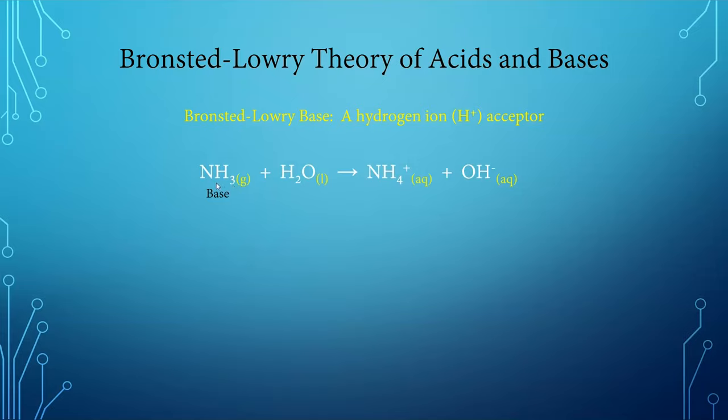For example, our first reaction we looked at as an Arrhenius base was the ammonia and water, and Arrhenius classified ammonia as a base because it produced hydroxide ions when dissolved in water. Arrhenius would agree, but for different reasons. Bronsted-Lowry would agree, because Bronsted and Lowry look at this and say, the ammonia molecule accepted a hydrogen ion from water and it became an ammonium ion. So as a hydrogen ion acceptor, Bronsted and Lowry would also concur that ammonia is a base.